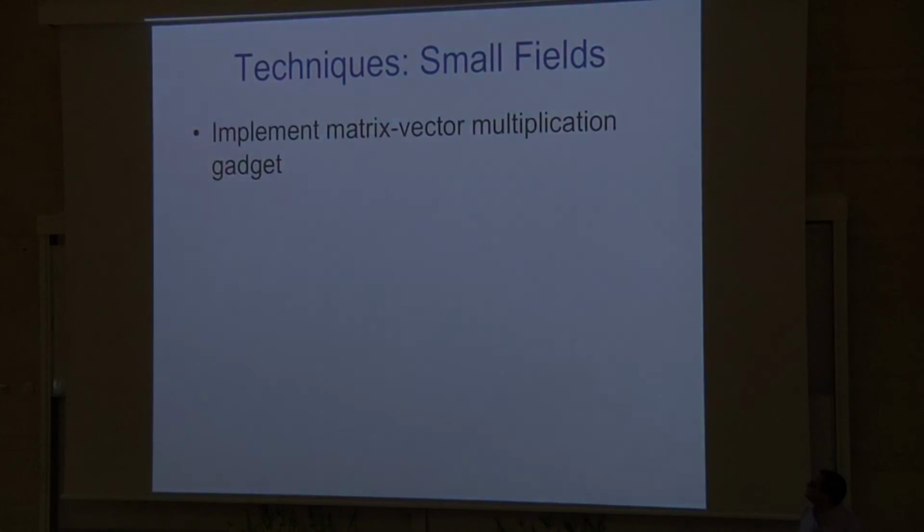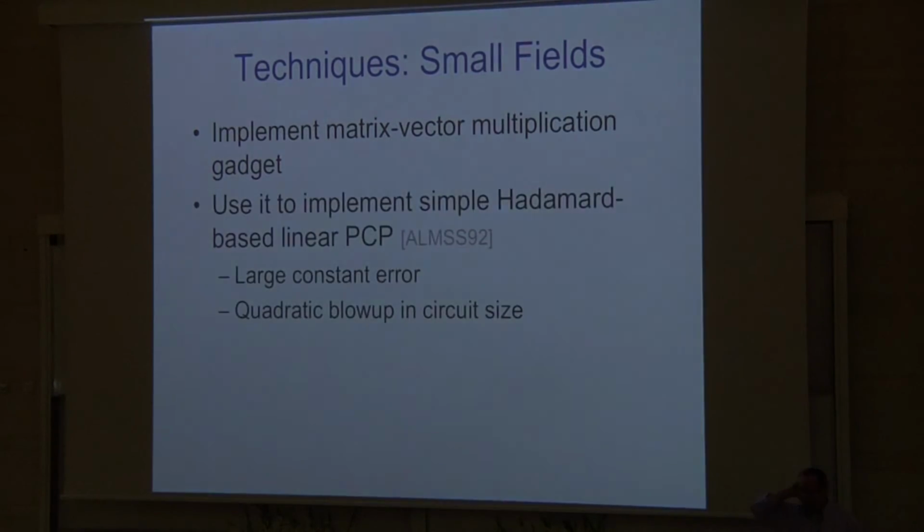Okay, for the small fields, the construction is more involved and also more ad hoc. I guess we're still missing the right way of doing it. First, we have a fairly simple and ad hoc construction that achieves matrix vector multiplication. Then we use this as an atomic building block in a more complex construction that essentially implements the linear PCP of ALMSS, the Hadamard-based PCP.